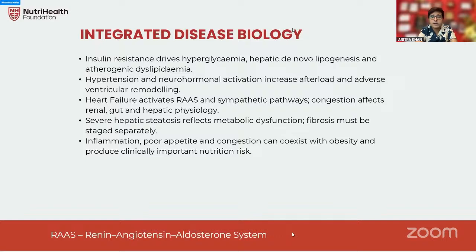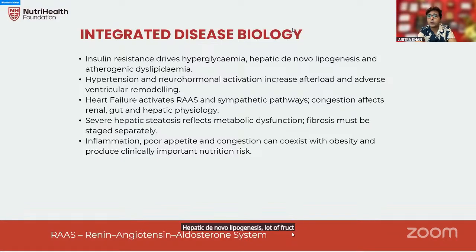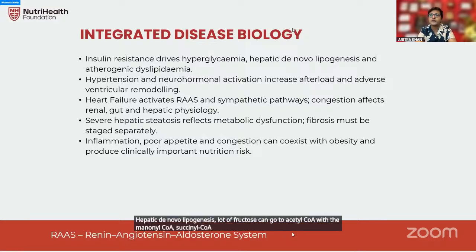So this is insulin resistance that can drive hyperglycemia and hepatic de novo lipogenesis. So we all know very well what de novo basically is. Sometimes fructose does not go too far into the mitochondrial pathway and the electron transport system with the cytochrome b pathway for the energy transmission. Sometimes in hepatic de novo lipogenesis, a lot of fructose can go to acetyl CoA, with malonyl CoA, succinyl CoA, and increase a lot of triglyceride.